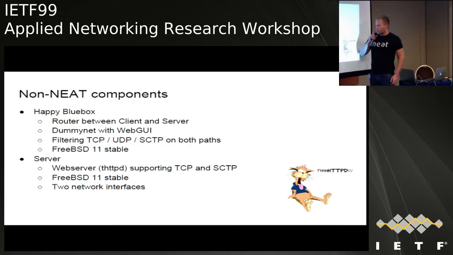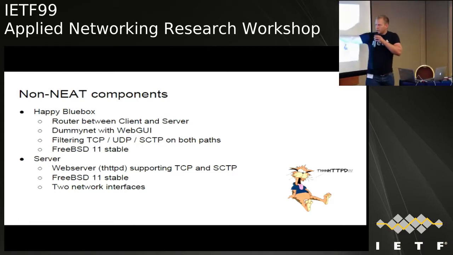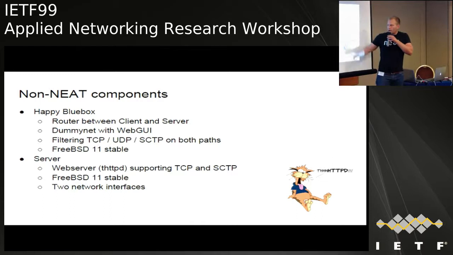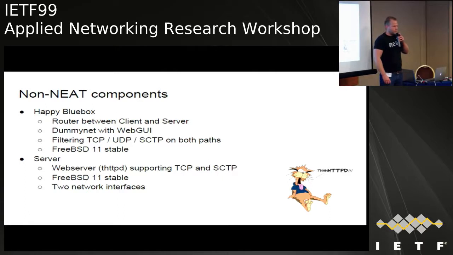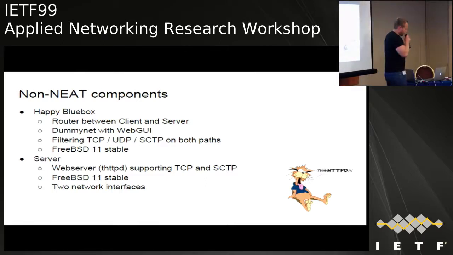The non-Neat components: Happy Blue Box is a router between the server and the client. It has DummyNet running with a custom-made web GUI, and we are able to filter TCP, UDP, and SCTP on both paths, also based on FreeBSD. The server is a modified version of THTTPD, supporting TCP and SCTP, also running FreeBSD 11 stable, also with two network interfaces. The setup is located here.